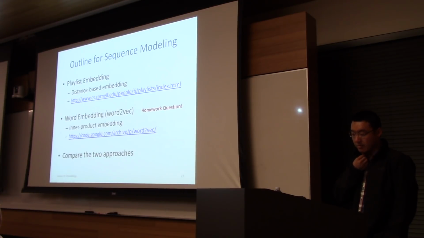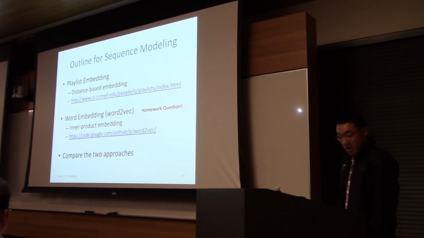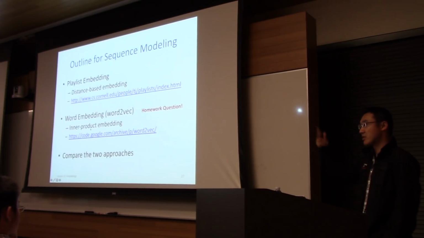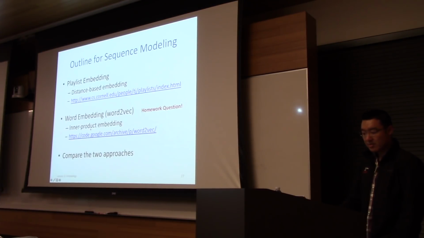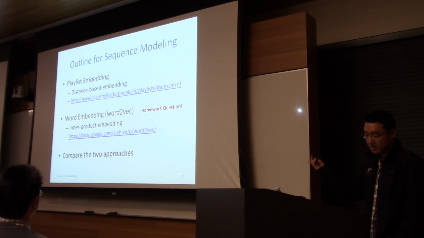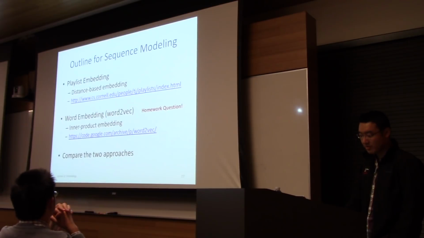So this is the outline of the remainder of the lecture. We're going to look at playlist embeddings, which is based on distances, and we're going to look at word embeddings, which is based on inner products. Right. So I talked about those two differences in the beginning, and then we'll do a little bit of conceptual comparing and contrasting the two approaches, just to reiterate the word2vec is a homework question.